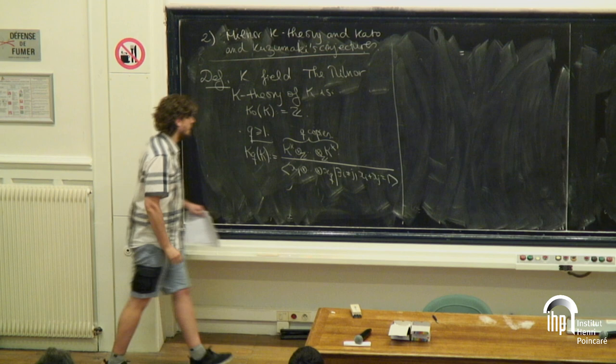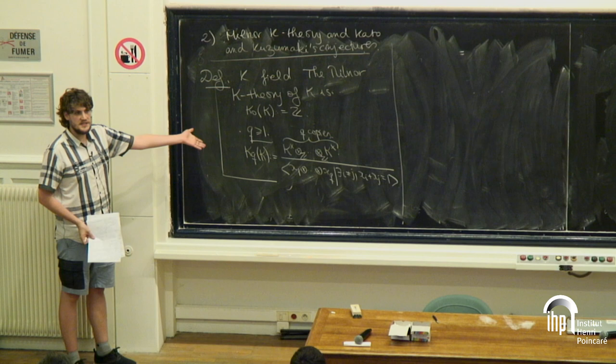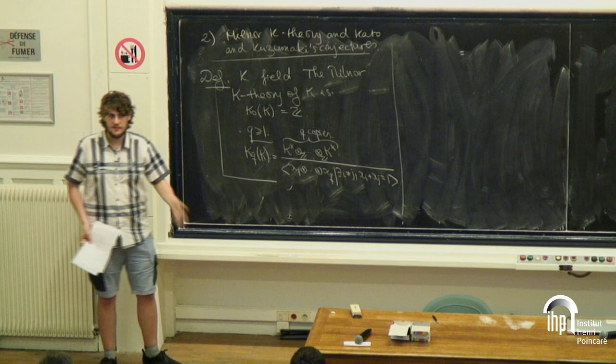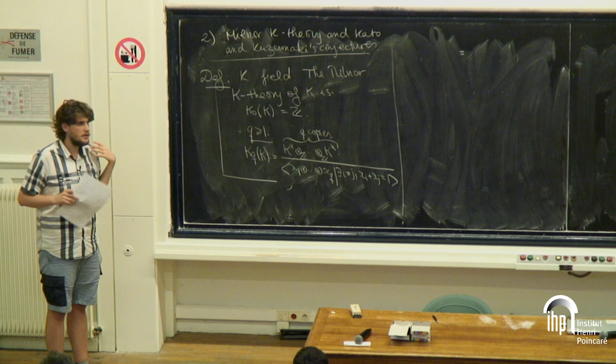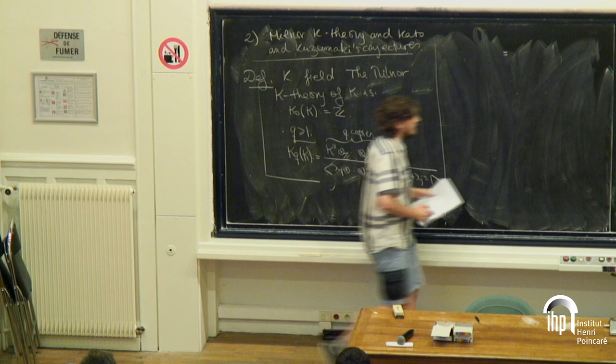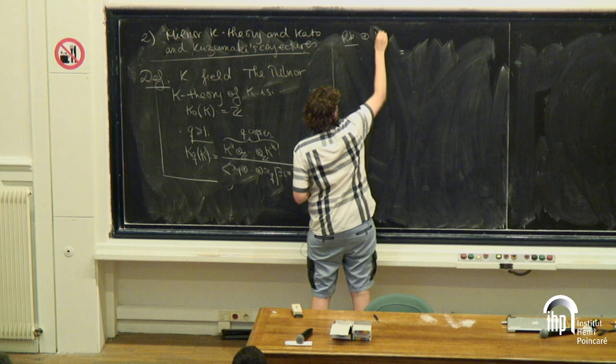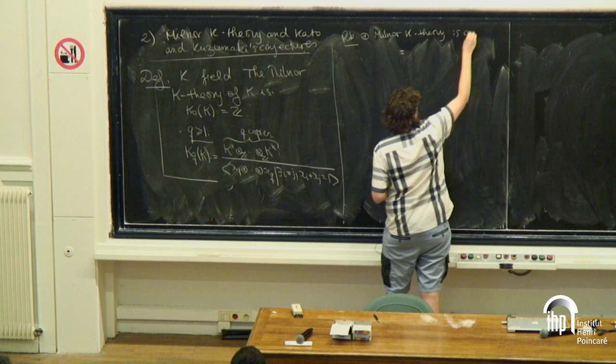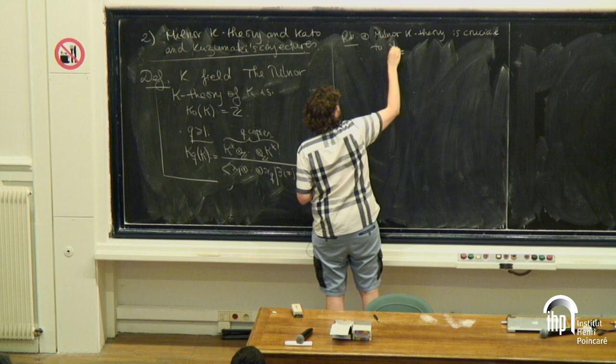OK, so this is very explicit. That does not mean it's easy to compute, typically because this definition mixes the multiplicative and the additive structure of the field. This definition also might seem a little bit unmotivated when presented like this, but it's a very natural definition, so it appears in many different contexts. For example, Milnor K-theory is crucial to study quadratic forms over K.